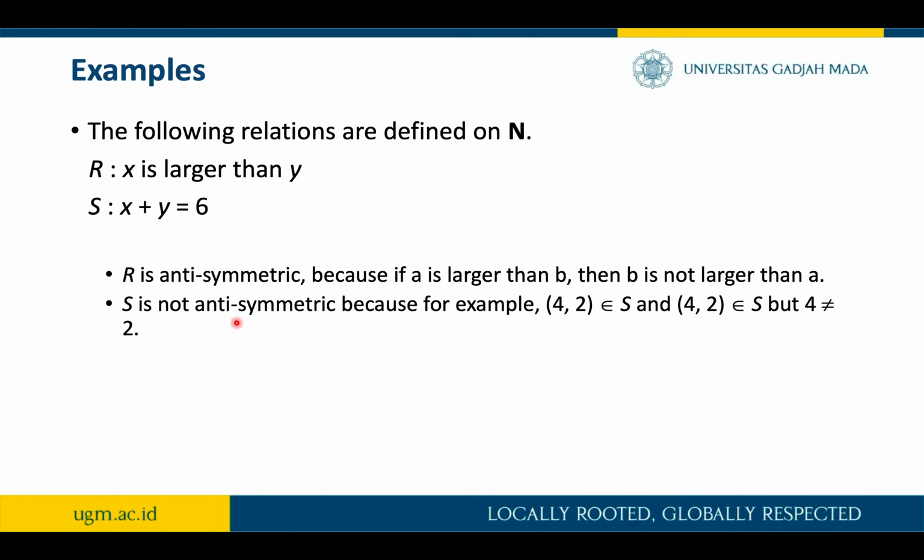S here is not anti-symmetric because we have (4,2) and (2,4). Both (4,2) and (2,4) are elements of S, but 4 doesn't equal 2. In fact, S is symmetric, because if we have (x,y) an element of S, then (y,x) is also an element of S.